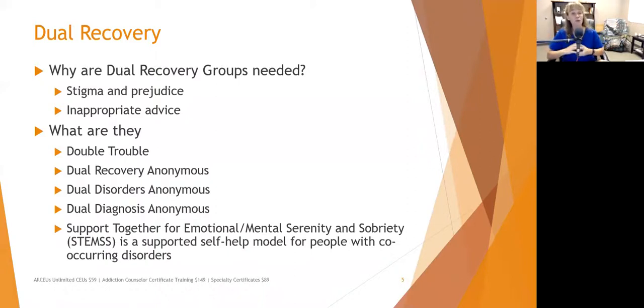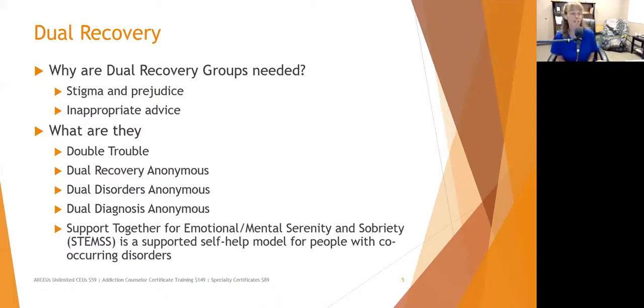Because these disorders, these issues interact, it is more helpful if a person can be enrolled in a support group program, in a support system that understands the interaction between these issues that the person may have. Dual recovery groups often reduce stigma and prejudice, and what we're talking about here is stigma and prejudice against disorders.